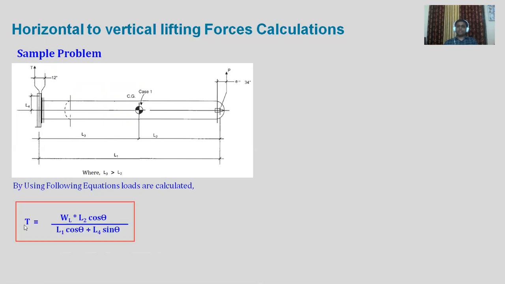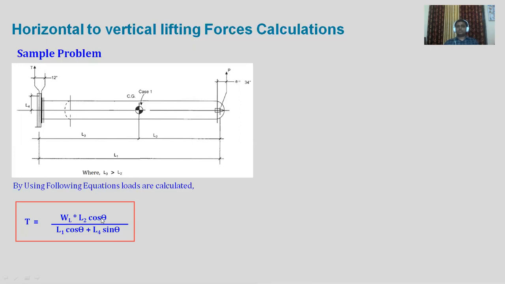We have seen the formula that T is equal to WL L2 cos theta upon L1 cos theta plus L4 sin theta. This is the equation we directly have to use in order to calculate the value of the forces caused by the weight and the angle of lifting. So here we can see the angle of lifting is how much? Horizontal, 0.